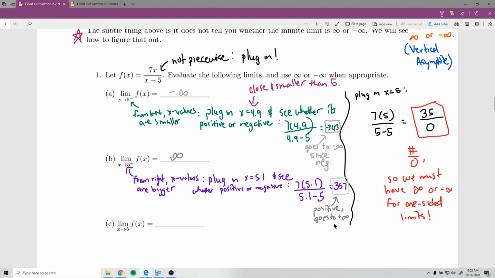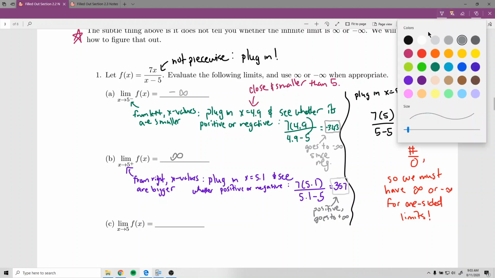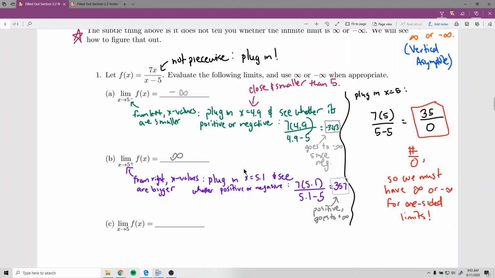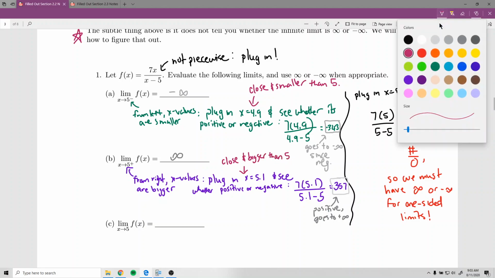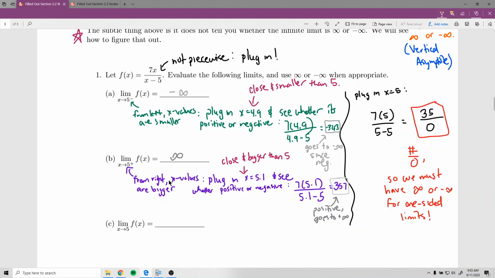You don't have to write the plus sign in there, and the homework will probably mark you wrong, so don't actually write that in there. Leave it like this, just infinity. Right, but just to recap, since I didn't write it in, we chose 5.1 because it's close and bigger than 5. Alright, so once you've done that, we got the two one-sided limits. Then we see they are different. Since they are different, the limit as x goes to 5 does not exist.